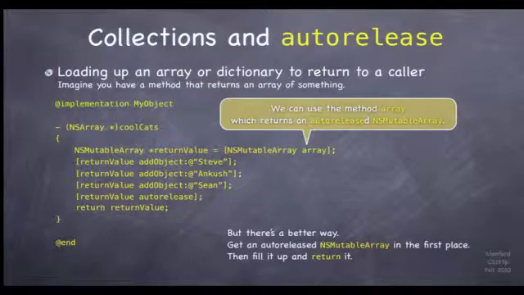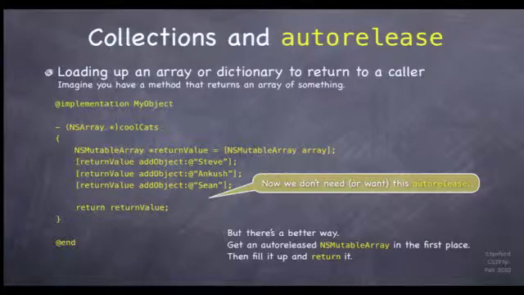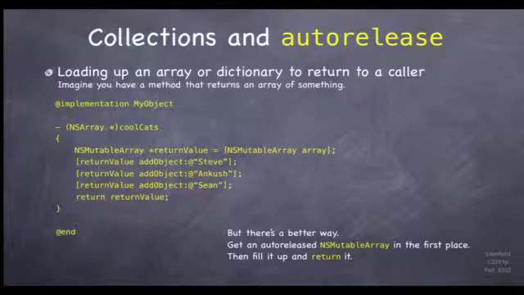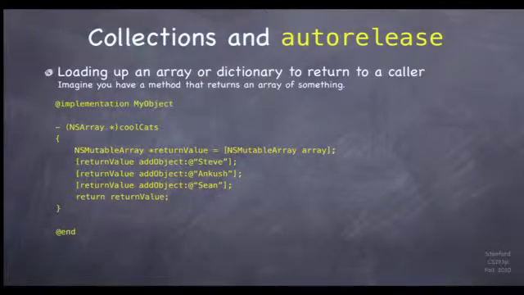So if it's in that state, I don't need this return value autorelease down here. In fact, I've got to get rid of it, because otherwise it would release it twice at the end of the automatic releasing period. So this makes the code a little simpler, because I start out with an autoreleased object that I got from NSMutableArray, and I add the objects I want to it, and then I return it. And this is perfectly fine. But there's an even better way to do this.